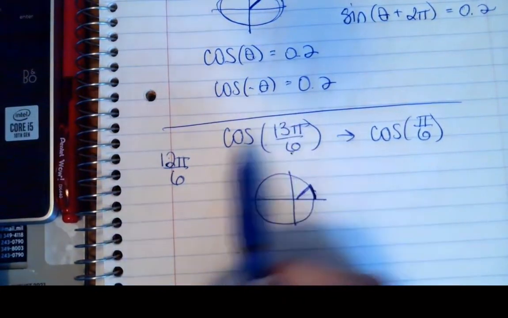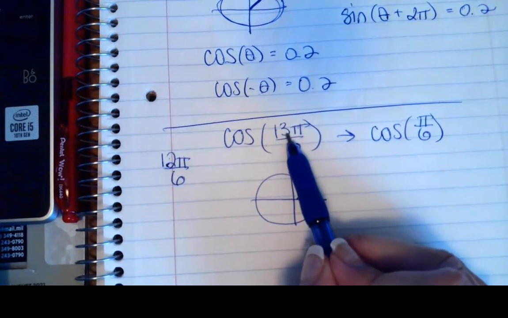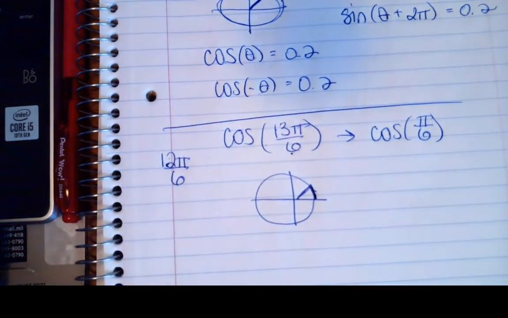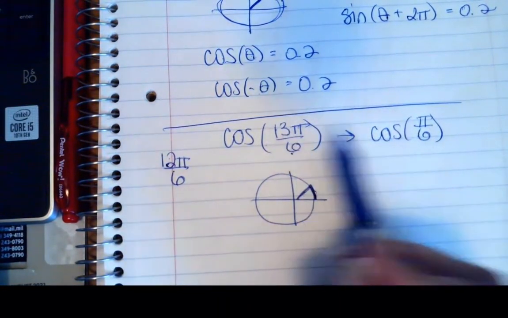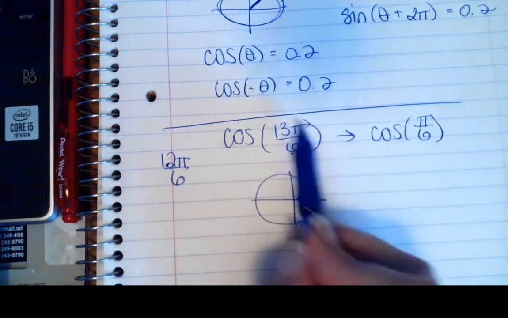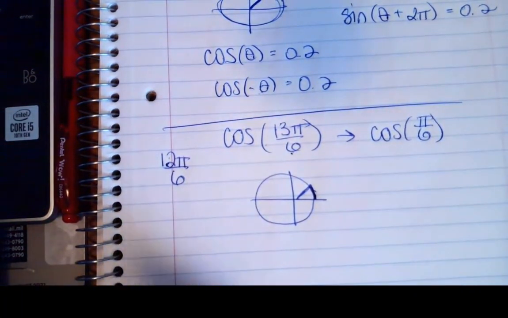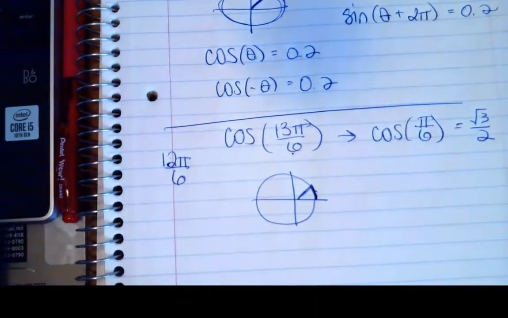So again, what did I do? A full lap is 12 pi's over 6. I went an additional pi over 6 to get to 13 pi's over 6. So these two things are coterminal, which means this is just pi over 6 plus a lap. Do I know that ratio? Yes, I do, because it is a benchmark angle, and that ratio is √3 over 2. So now I know how to do that one.